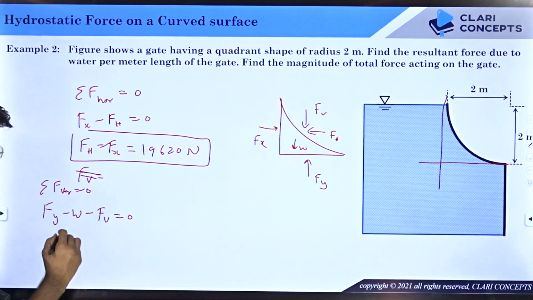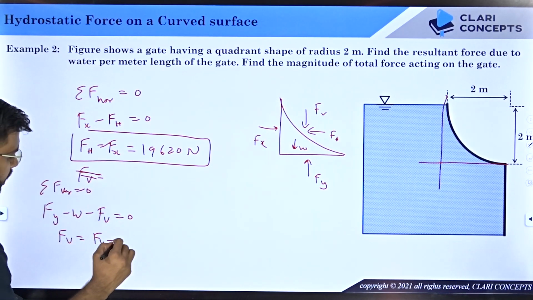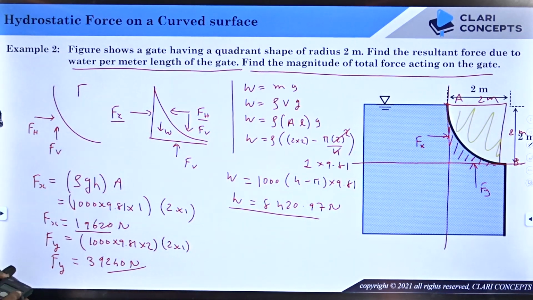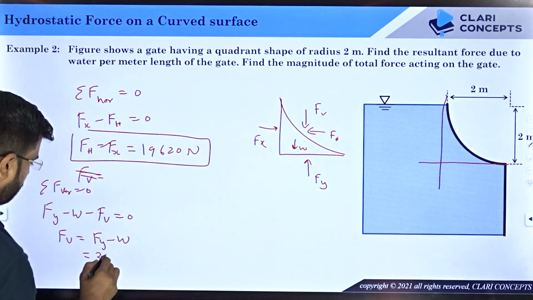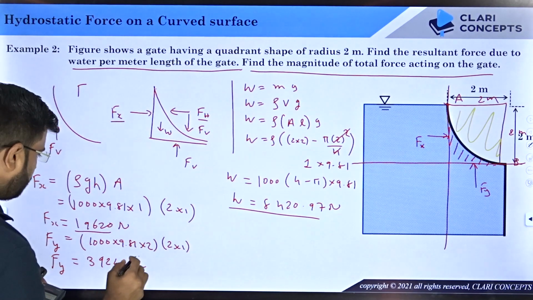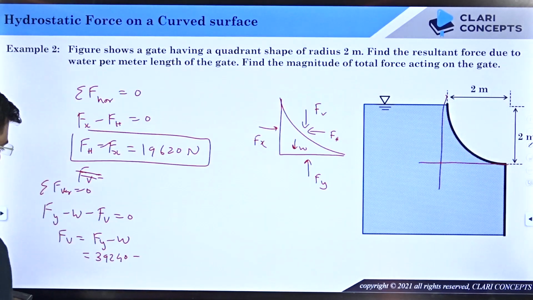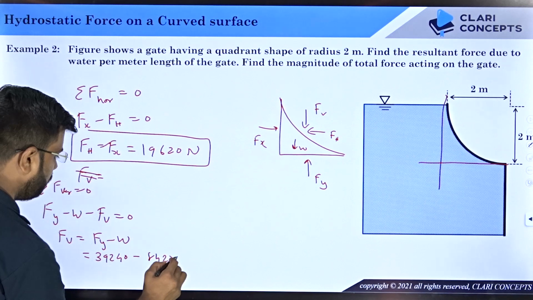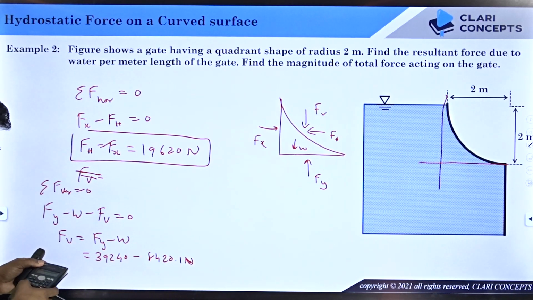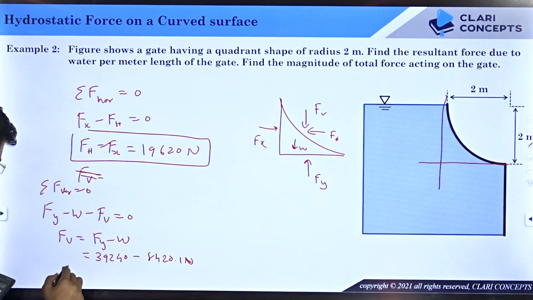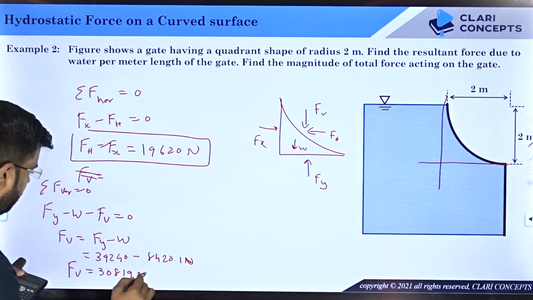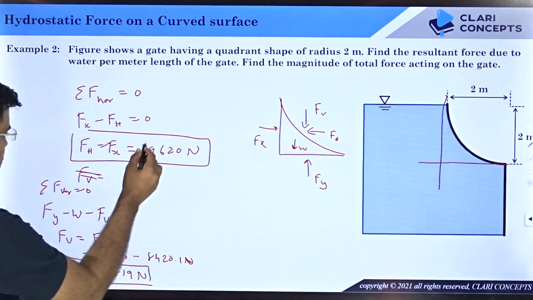You take Fv on the right hand side. Fv is unknown to you, that is Fy minus W. What is Fy? Fy is 39240 minus what is W? W is 8420 newtons, for example, just leave it in newtons right now. So 39240 minus this. So Fv is coming out to be 30819 newtons directly. Right?